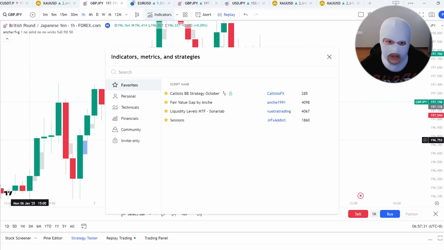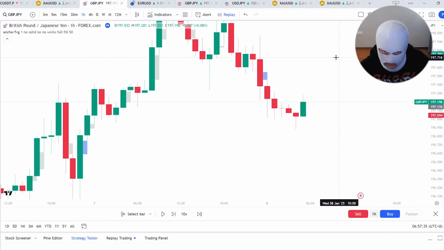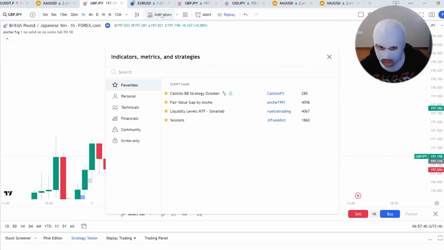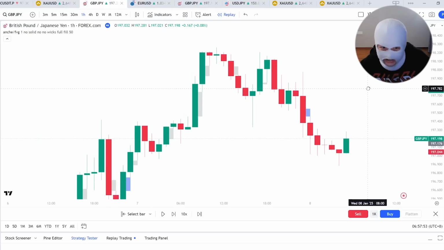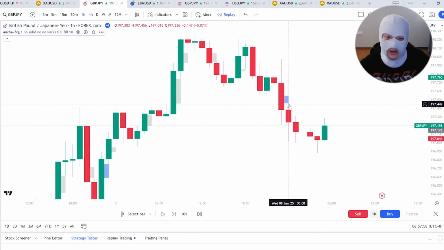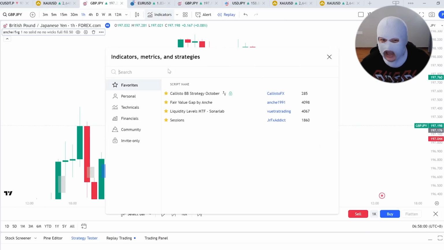Now, I mentioned that I have a few indicators that can assist you in spotting these confluences. So, right now, I want you to go to your indicator tab on TradingView and look for these indicators, and I'll explain exactly what they do. Number 1, fair value gap by ANCHE. This indicator helps you plot out fair value gaps in an instant, eliminating the need to draw out these fair value gaps by yourself.